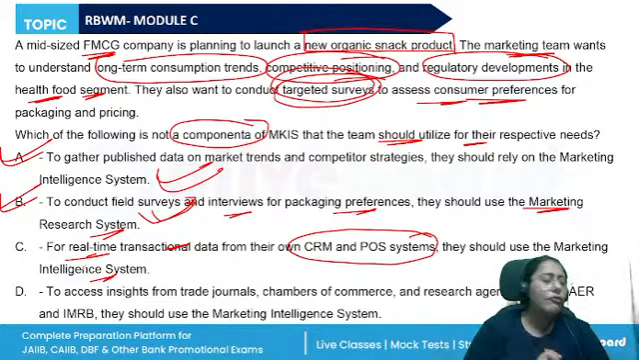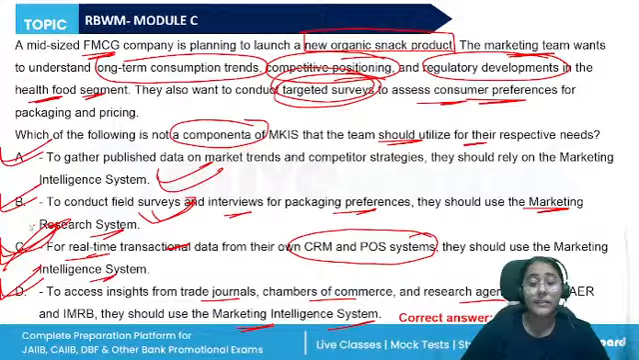And D, to get insight from trade journals, chambers of commerce, research agencies, they should use the marketing intelligence system. This is also correct. The question asked you which of the following is not a component. So statement C is our correct answer. Getting real-time transactional data from the own CRM is not a component of MKIS. It is a component of management information system. All right, and that is all. With this, we have completed all the important topics, all the important questions from your module C.